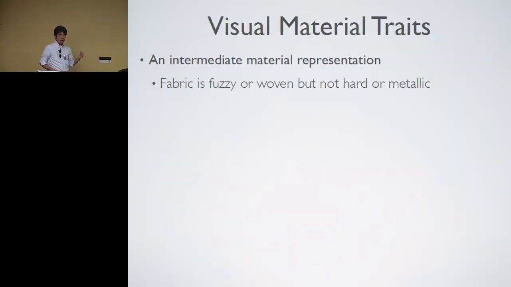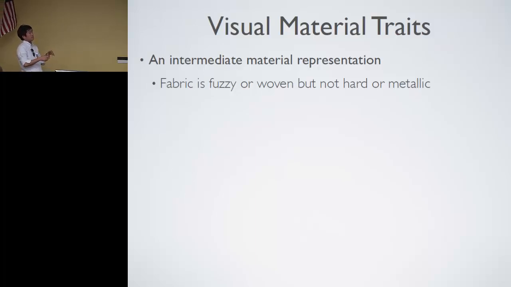So what we propose is to introduce a novel intermediate representation for materials that we actually try to learn, okay? We represent each material as a combination of the probabilistic presence or absence of certain material traits or properties, right? And these traits can include, of course, visual properties like shiny, but also non-visual ones like tactile ones, like smooth and rough and so on.